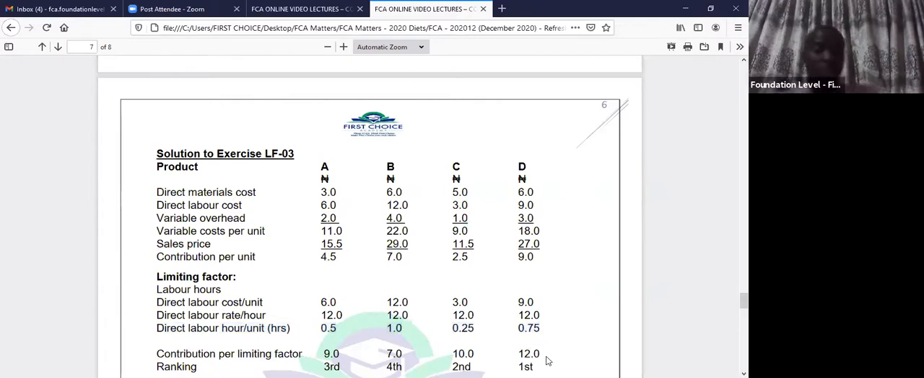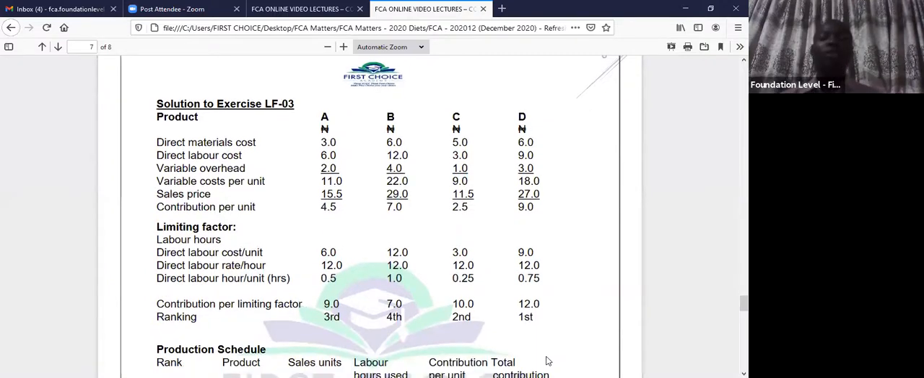So when you've gotten your contribution per limiting factor, what do you do next? You rank. Which one is the highest of all these results? It's 12.0. You rank him first. Which is the second? It's 10.0. You rank him next. Which is the third? It's 9.0. You rank him third. And which is the last? It's 7.0. You rank him fourth.